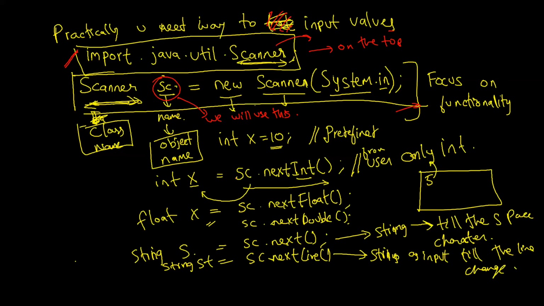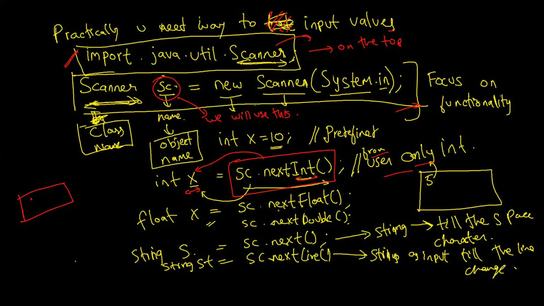if you use sc dot nextInt, this is a method. Understand it as a function. If I put a statement like this before a variable, the scanner will scan the console, and if nothing is written, it will wait for me to write something. When I write it, it will scan it, understand that it is an integer, and put it into the integer variable. So from the user, only int.